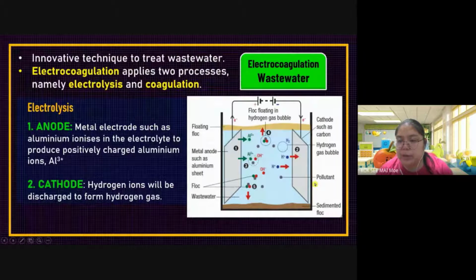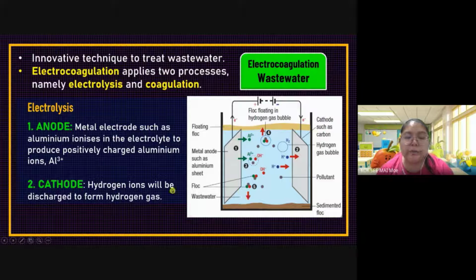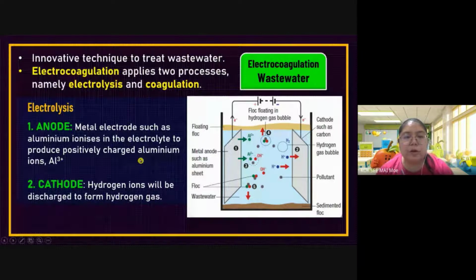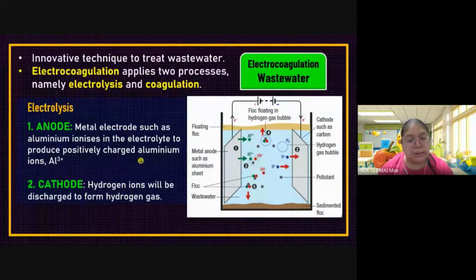Okay, so from here you can see, this one, the liquid is what? Gas bubble. This one is an aluminium sheet. This one is a carbon plate. After that, they don't care about the liquid. The liquid now is wastewater. Wastewater, you know, has H2O, water. So at the cathode, the hydrogen will ionize. Okay, so the aluminium plate, sure, will produce the aluminium ions. So from here, starting from the cathode and also the anode, there's electrolysis.